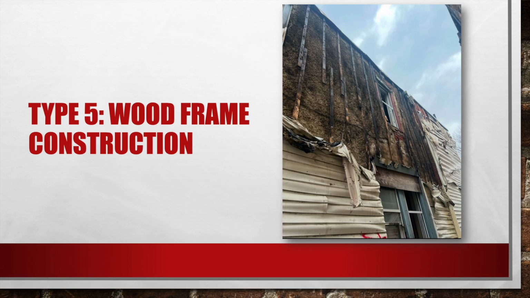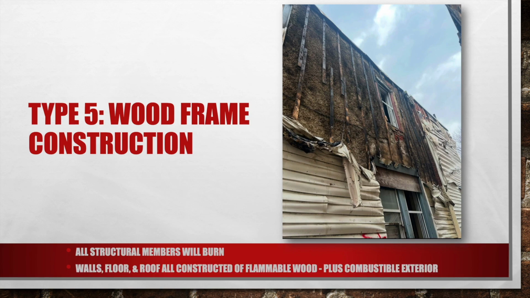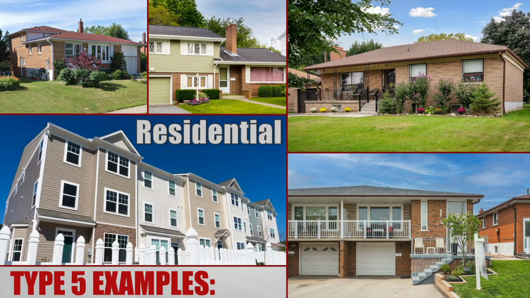So type 5, wood frame construction. All structural members will burn. This includes your walls, floor, and roof are all constructed of flammable wood. And sometimes you will have a combustible exterior, as seen in this picture, which would be a vinyl siding. Here's some type 5 examples. And again, you will notice these are all residential.